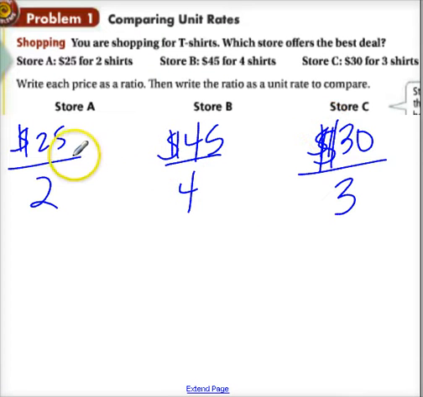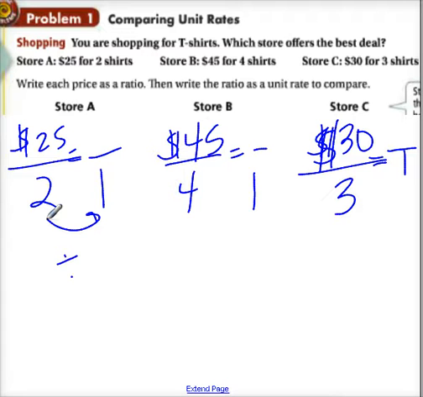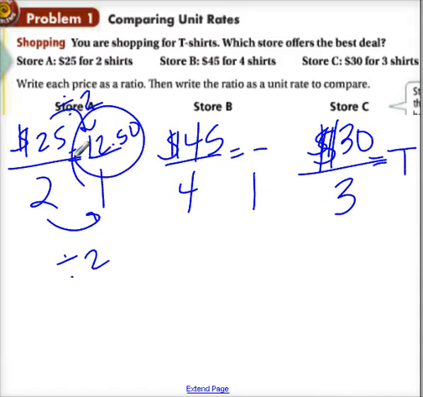All right, I need to make these into unit rates. So they're all going to be equal to another fraction, but I want them to have 1 on their denominator. How do I go from 2 to 1? Well, I divide by 2. So I can do that to the top, divide by 2, and I get $12.50. So store A sells 1 t-shirt for $12.50. Store B, I need to get to a unit rate. I'm going to divide by 4 to get to 1 on the bottom. So I need to do the same thing to the top. 45 divided by 4 is $11.25 for a shirt.